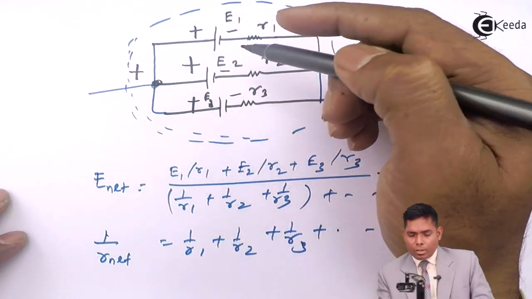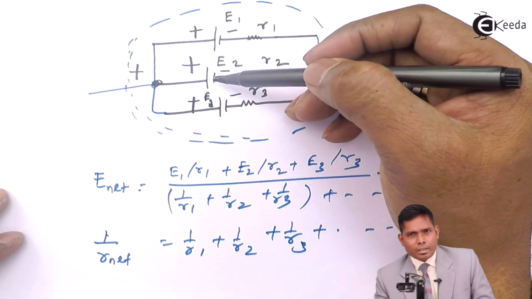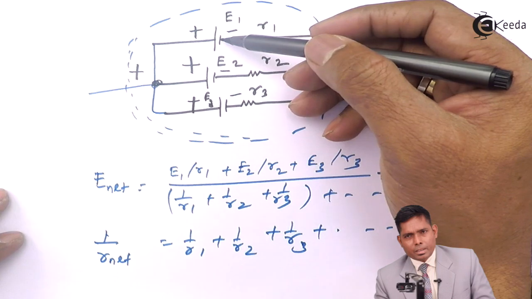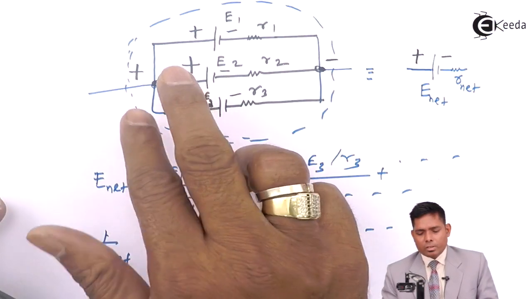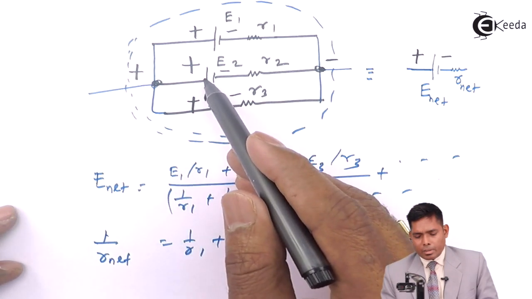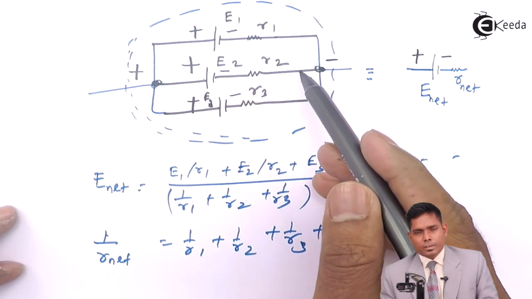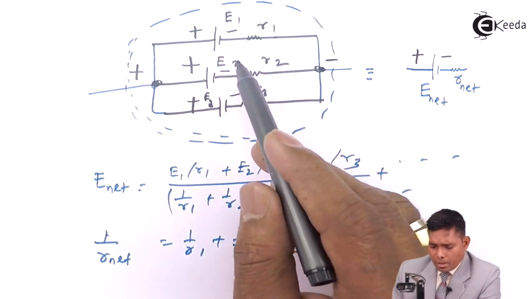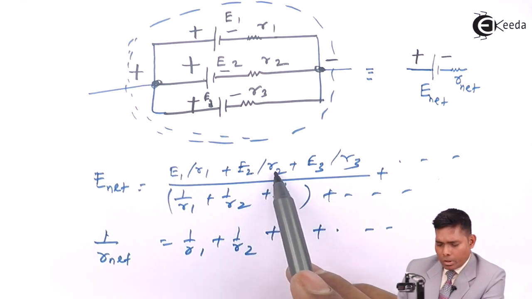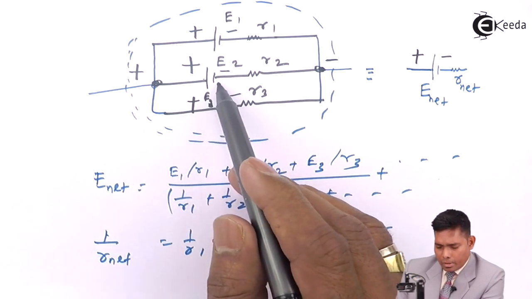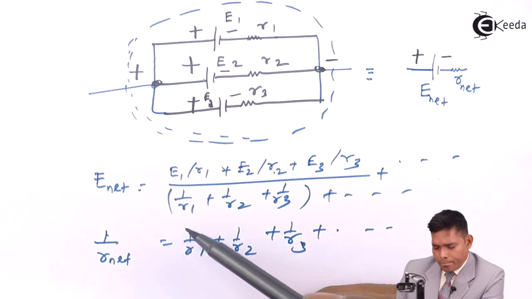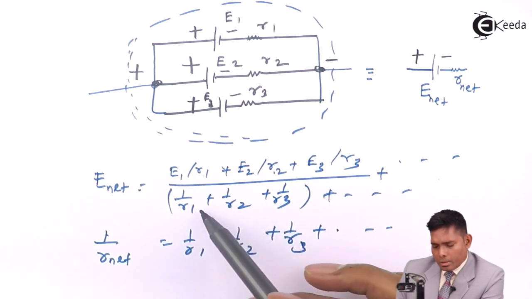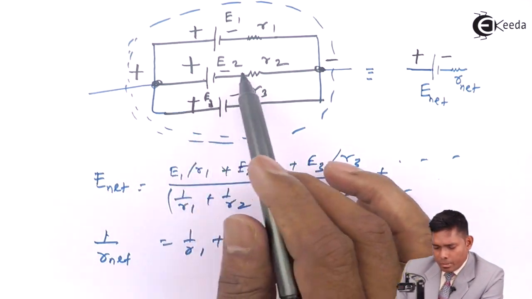Let us take one example. If one of the cells is wrongly connected, suppose plus minus and plus minus here. So one of them is wrongly connected, meaning suppose this is minus and this side is plus. The battery is reversed. If you connect this negative terminal with this and positive terminal with this, then the term E2 upon R2 will be negative. If you connect it reversely, this will become negative. There is no change in the internal resistance, whether you connect this way or that way.